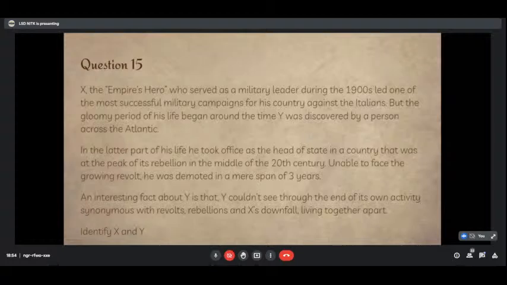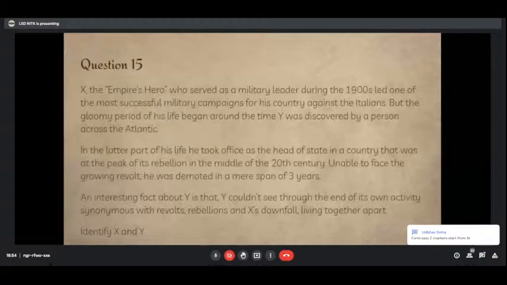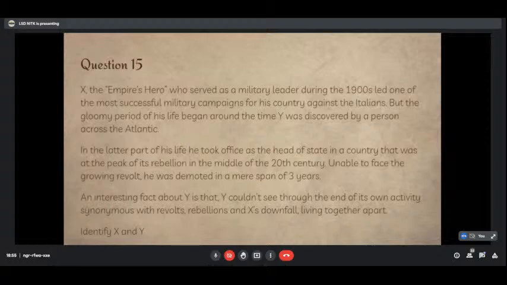Right. So to begin with the 2 pointers, the first questions here. Question 15. X, who was deemed the empire's hero, served as a... Okay, alright. So for 15, you can just put it in the single line, and from 16 onwards, you can fill it in the 2 separate entries given. Anyway, so question 15. X was deemed as the empire's hero, served as a military leader during the 1900s, and led one of the most successful military campaigns for his country against the Italians during the World Wars.